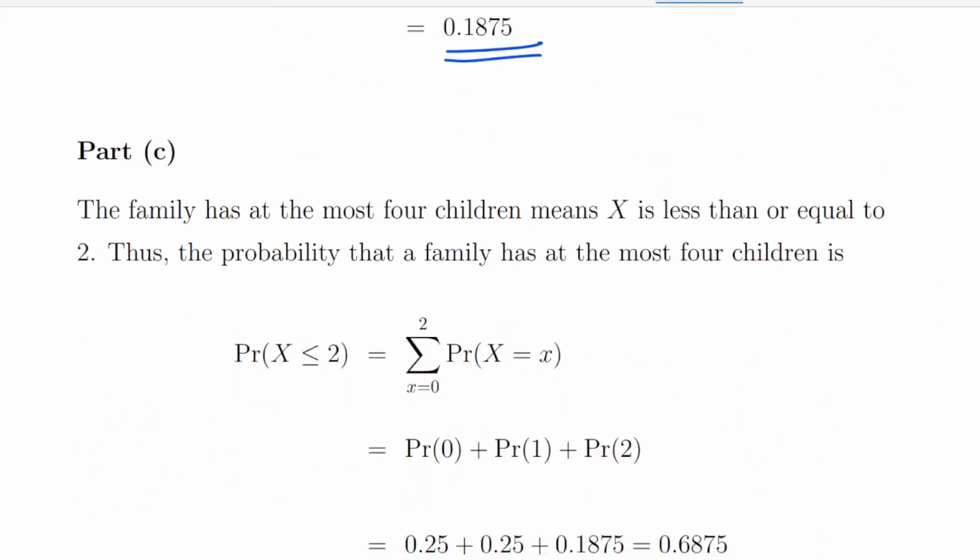Now, the probability that the family has at most 4 children means that x is less than or equal to 2. So what we have to do is calculate the probability of no sons, 1 son, and 2 sons, okay? And add them all together. So the probability of x less than or equal to 2 is the sum from 0 to 2 of the probability of x equal to x. So essentially it's the probability of no sons, no male children, one male child, and then two male children.